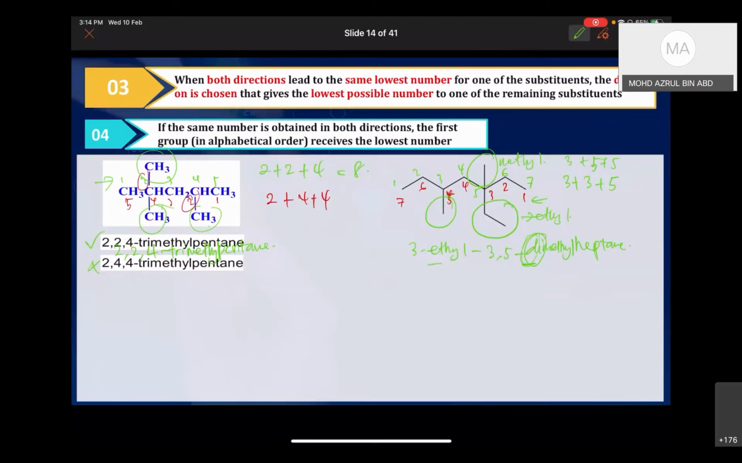So for di, tri, tetra or sec, we cannot count them in the alphabetical rules. So for this one we need to start with the methyl, M here. That's why I put ethyl and dimethyl last. All right, is it okay? Do you understand how to name this one?